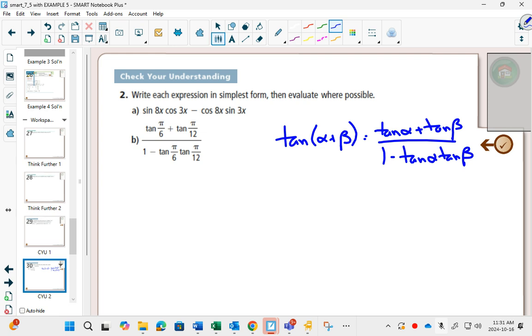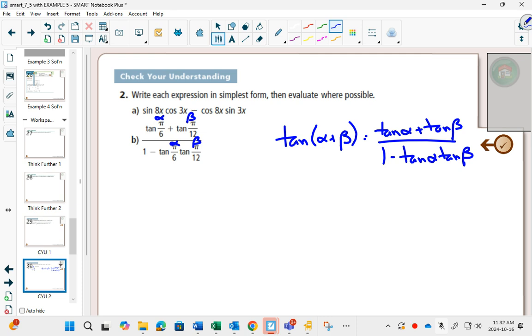So we got adding on top. So this looks like my alpha and this looks like my beta. And then I have 1 minus, and here's the pi over 6, that I said is my alpha, and that's my beta. Does it match up perfectly? Yes. Excellent. Sometimes what they'll do is they'll mostly match it up perfectly, and you might have to factor out a -1 to make it match perfectly.